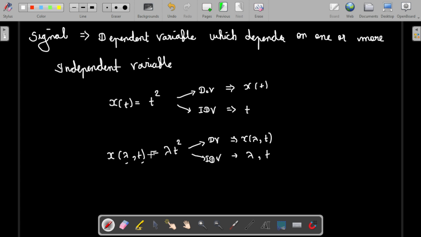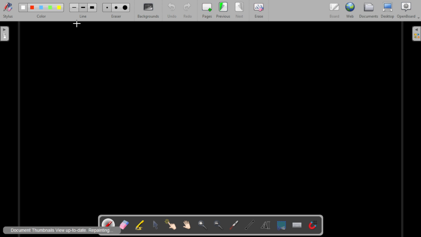You need to understand dependent and independent variables. If we relate both, we can call that a signal. A signal is a dependent variable which depends on one or more independent parameters. That is another definition of signals. So let us go through some important notations.